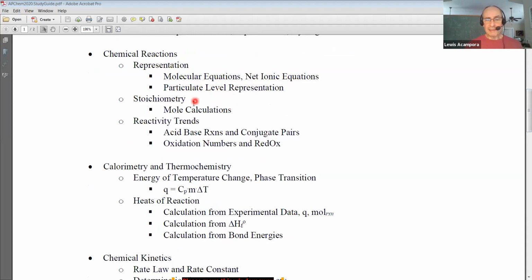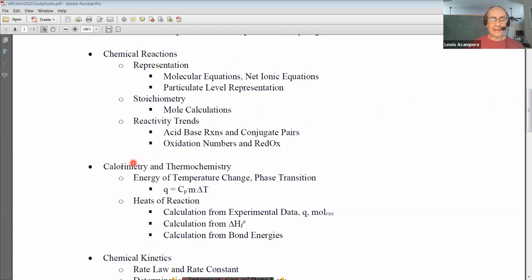Stoichiometry will undoubtedly come up, and that means using this unit of the mole and why it's important. And that things in chemistry happen in ratios of numbers of particles or moles of particles, not necessarily grams or milliliters. And then reactivity, specifically acid-base reactions, and you should be able to identify conjugate acid-base pairs, know what oxidation numbers are, and redox reactions.